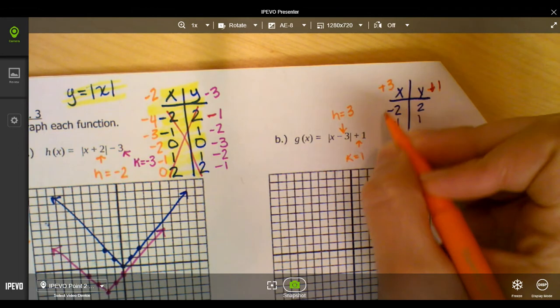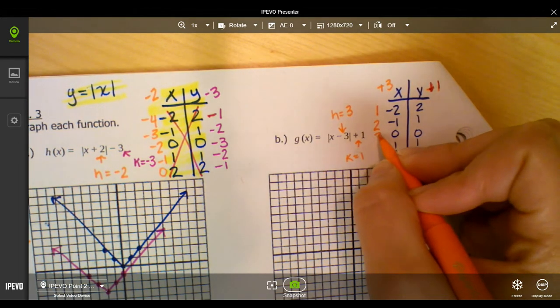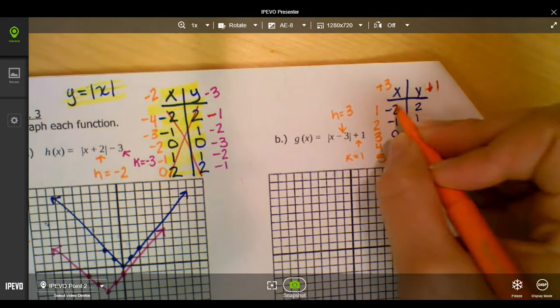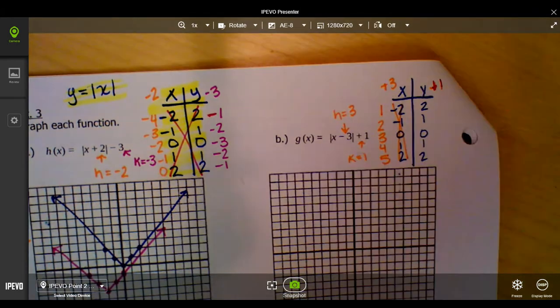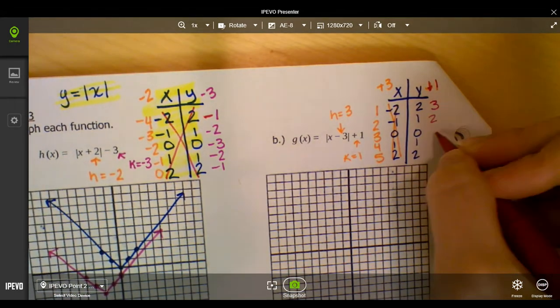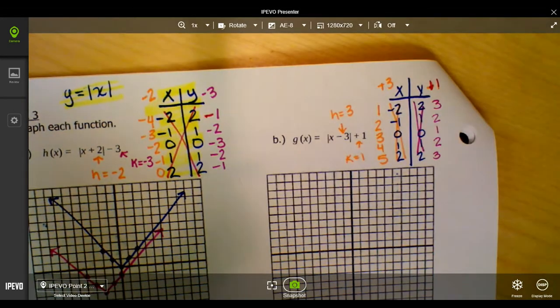So -2 plus 3 is going to be 1. -1 plus 3 is 2. 0 plus 3 is 3. 1 plus 3 is 4. 2 plus 3 is 5. And then these are gone. Don't need to do those anymore. 2 plus 1 is 3. 1 plus 1 is 2. 0 plus 1 is 1. And then 2, 3. And then those are gone.